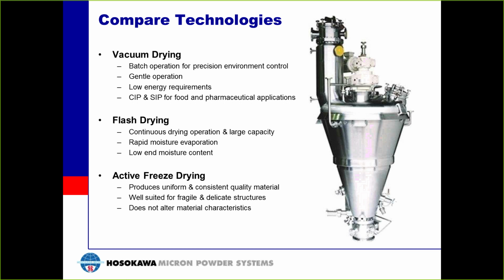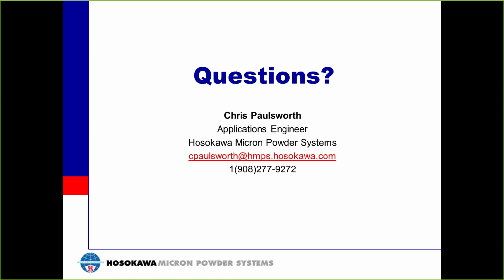For flash drying, you're going to have continuous operation, and this is also going to allow for a large capacity. You're going to have rapid moisture evaporation and a low end moisture content. And then finally, for active freeze drying, the goal is to produce a uniform and consistent quality material. It's well suited for fragile and delicate structures, and it's very good because often it does not alter material characteristics that would be damaged in the other types of drying.